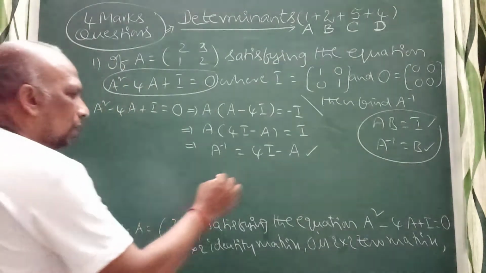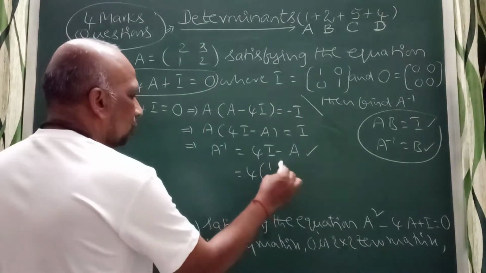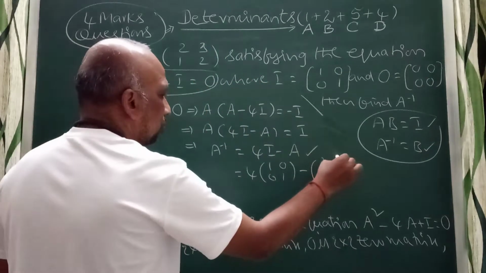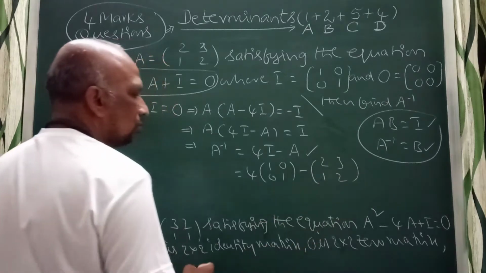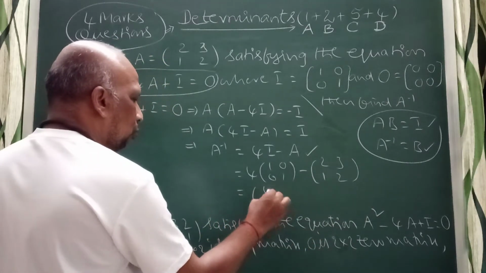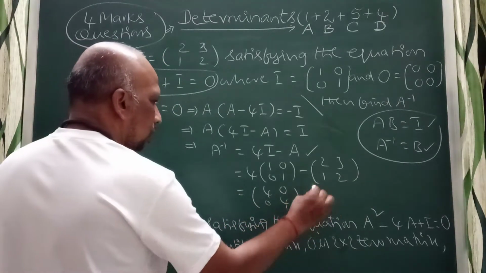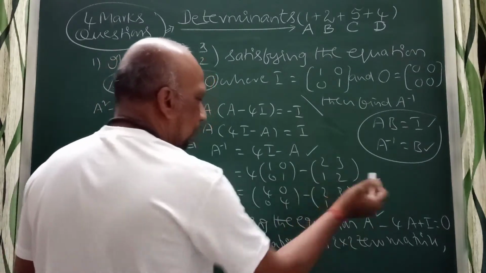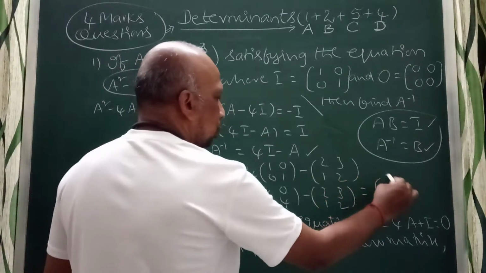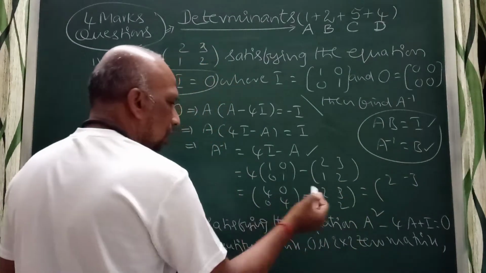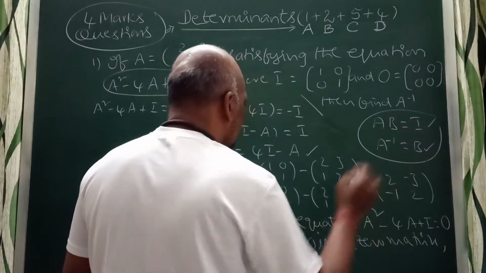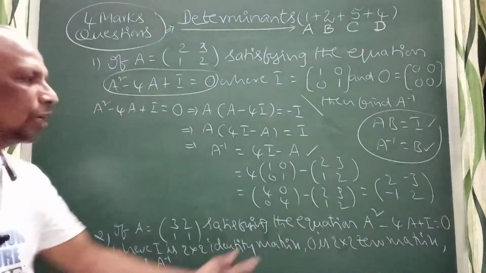4I minus A. 4 into I means 4 0 0 4, and A means 2 3 1 2. Then subtract corresponding elements: 4 minus 2, 0 minus 3, 0 minus 1, 4 minus 2. So this is your required answer, right? That will be the required answer.